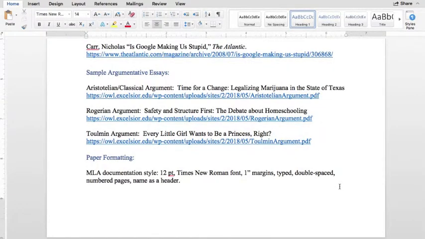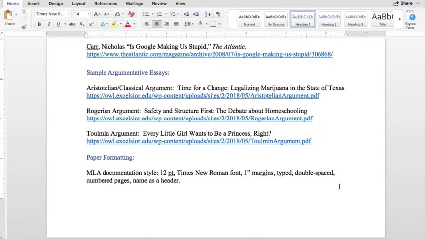So it should be typed, double-spaced, full sentences. It should be an essay. You may use first person. You should really in this one because it's your research that you're talking about. And basically just kind of tell me a story.